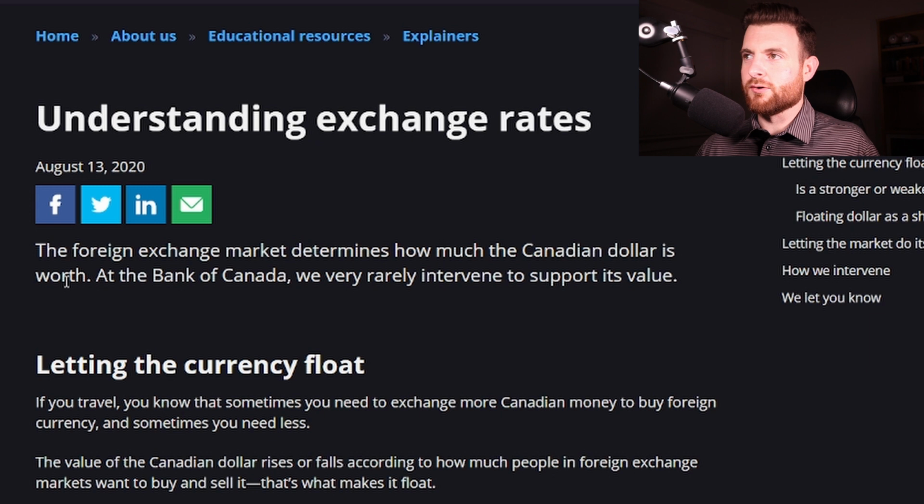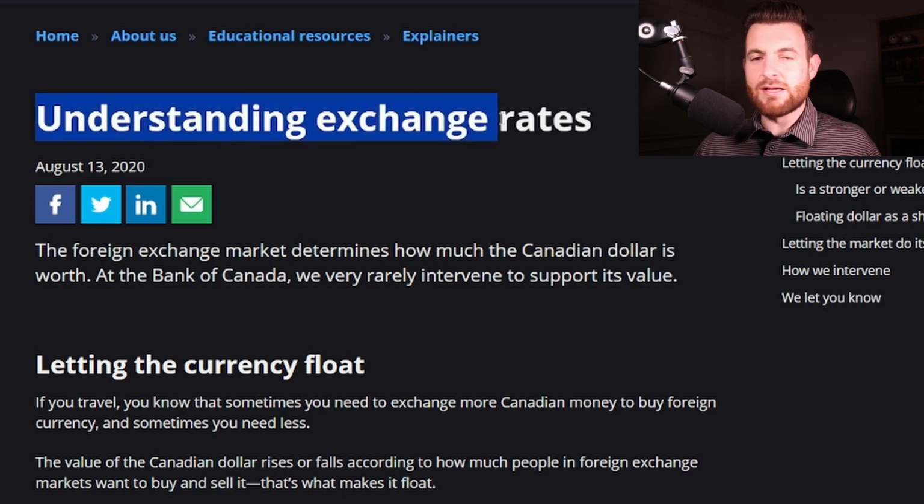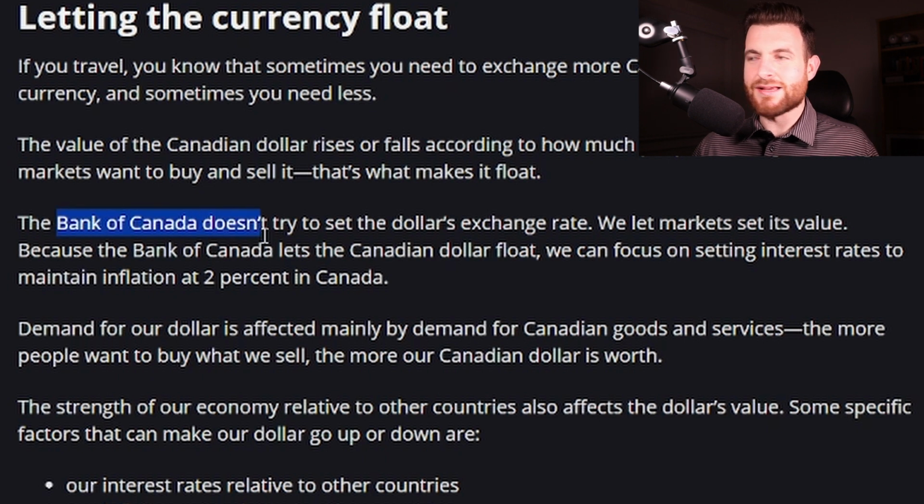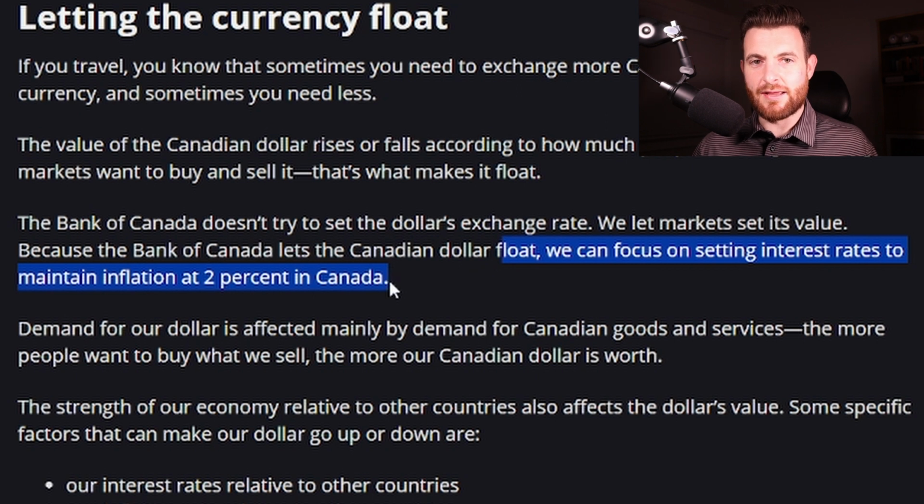And there's no better place to start than looking at the Bank of Canada. They published this article called Understanding the Exchange Rate. So we'll go on to read that the Bank of Canada actually doesn't try to set the dollar's exchange rate. They let the markets do that. And because they let it float, we can focus on setting interest rates to maintain inflation at 2% in Canada. And we know that they are off the mark, and that is definitely their focus. If you've seen any of my other Bank of Canada videos, this is definitely well known.